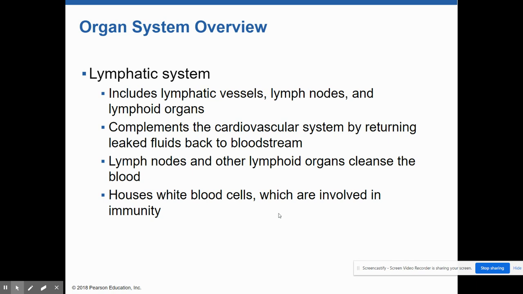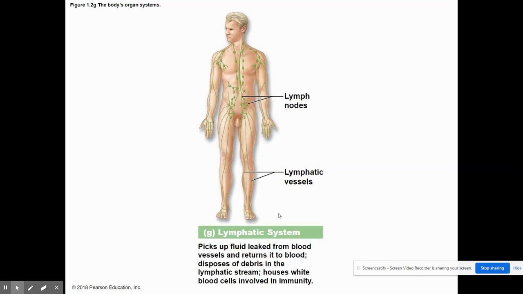The lymph nodes and other lymphoid organs cleanse the blood, and then also the lymphatic system houses your white blood cells, which are involved in your immune system. So the main anatomical structures of the lymphatic system are the lymph nodes and the lymphatic vessels. And then the main physiological functions are it picks up fluid leaked from the blood vessels and returns it to the blood. It disposes of debris in the lymphatic stream, and it houses white blood cells involved in immunity.